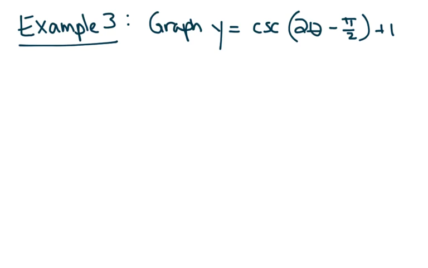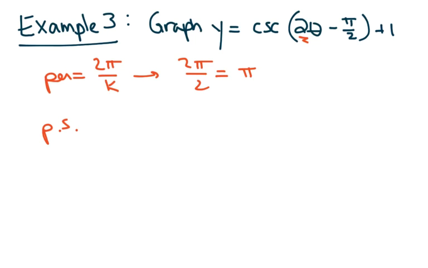However, they do have period, vertical shift, and phase shift, just like our other functions. So, how do you find the period? Well, the period is 2 pi over k. What's k in this problem? Well, it's 2. So the period is 2 pi over 2, which is 1 pi.